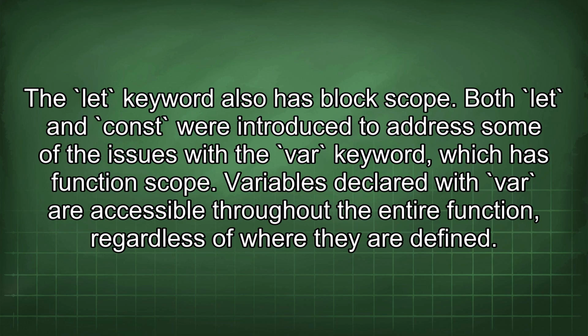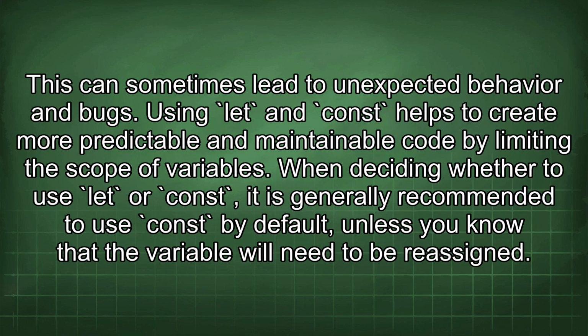Both let and const were introduced to address some of the issues with the var keyword, which has function scope. Variables declared with var are accessible throughout the entire function regardless of where they are defined. This can sometimes lead to unexpected behavior and bugs. Using let and const helps to create more predictable and maintainable code by limiting the scope of variables.